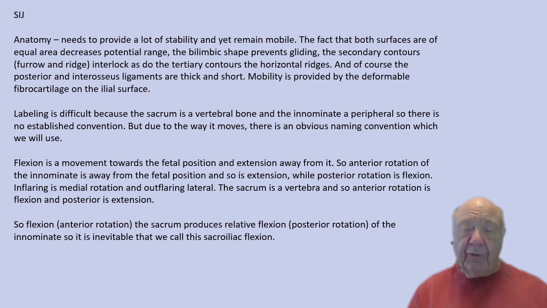On top of that, then you have the primary contour, which is that bilimbic sort of banana shape, and that's going to limit gliding. You can't travel down two tracks that are not parallel, not for any distance anyway. There's also the secondary contour with the furrow and the ridge in the center of this that tend to interlock. Not perfectly interlock, but they tend to interlock. And then you have horizontal ridges running across the joint surfaces that's also going to stabilize it.